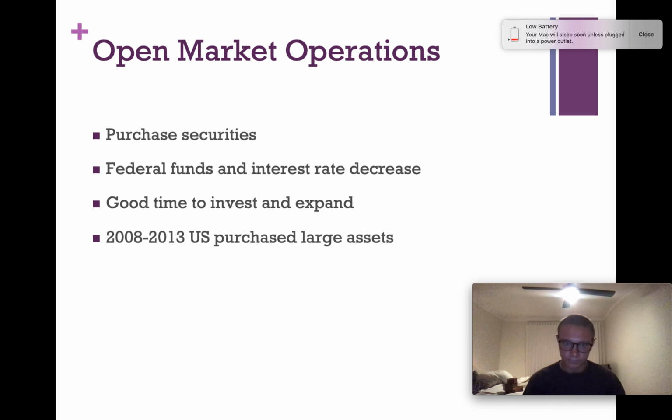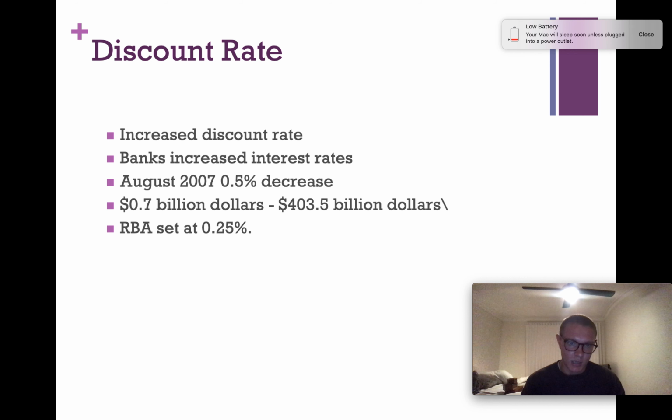In August 2007, the US decreased their discount rate by 0.5%, from 6.25% to 5.75%. Prior to this, their monthly discount window borrowing was $0.7 billion. This peaked at $403.5 billion because of their decrease in the discount rate.